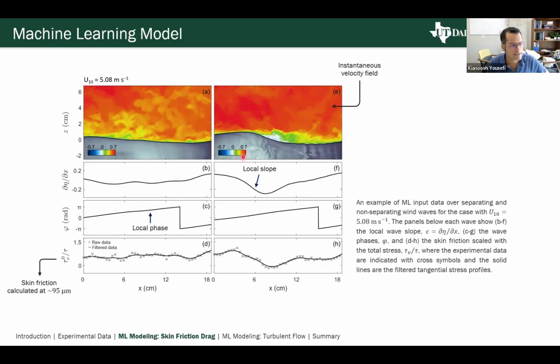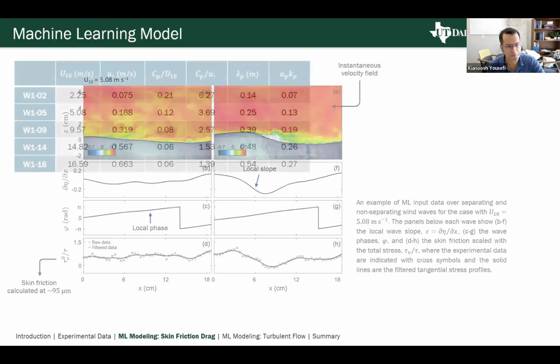The third row is the phases. These are the local phases that we can extract using the Hilbert transform that Dan mentioned, to obtain the local instantaneous phase from these waves. And the last row shows the viscous stress, or the skin friction drag, at the surface, or the closest measurements that we have near the surface, which is on average around 90 micrometers from the surface.